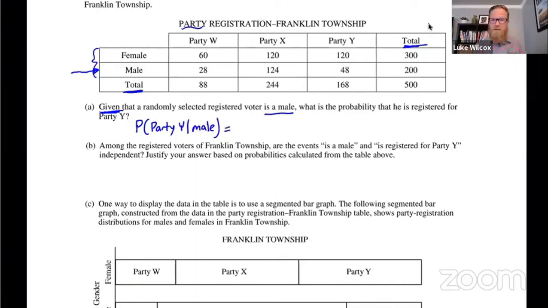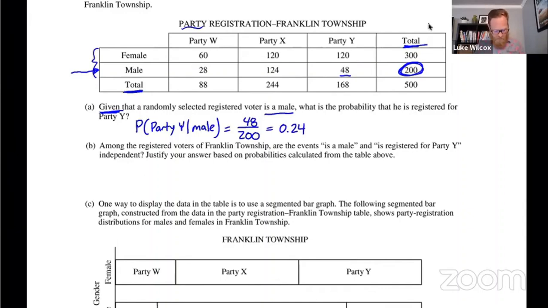Well, since we are given that they're a male, we only look at that row, which means that the total here is out of 200. So that goes in the denominator. And then in the numerator, we want to know of those 200 males, how many are in party Y? Well, it looks to me like there are 48 that are in party Y. And if I plug that into my calculator, that's going to give me a value of 0.24.